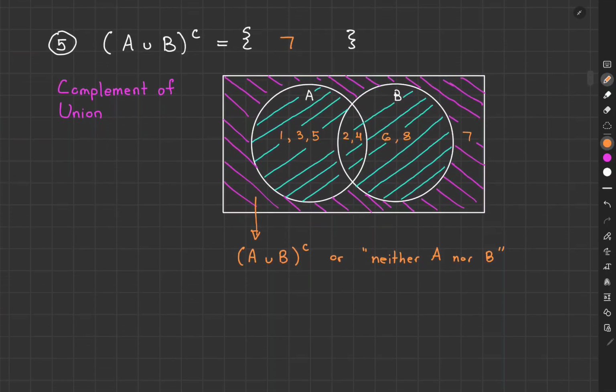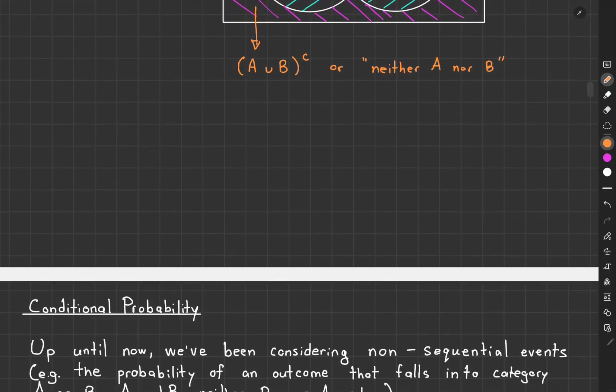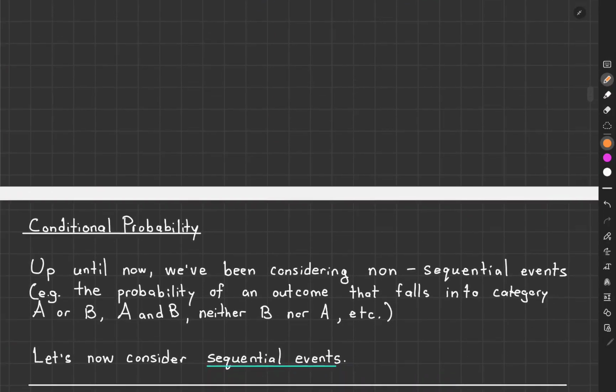Okay, so now for the new information. What we're going to talk about today is called conditional probability. Up until now we've been considering events without considering their sequence, right? So there's non-sequential events. We've just been doing A or B, A and B, neither B nor A, and we haven't thought about what order they come in or anything like that.